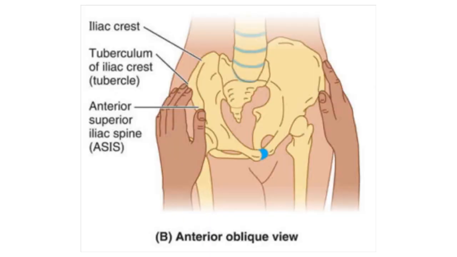So if you are standing in front of someone, you can put your fingers on top of their iliac crest and drop your thumbs down, and you should be right on top of the anterior superior iliac spine, or the ASIS. If you move your fingers superiorly and posteriorly, you'll then be able to feel the tuberculum of the iliac crest, or the tubercle of the iliac crest.